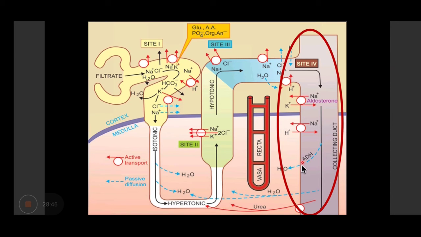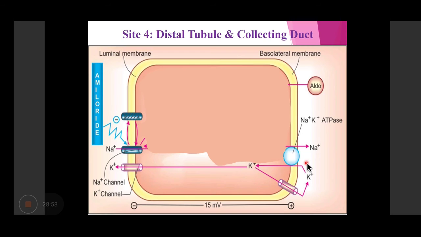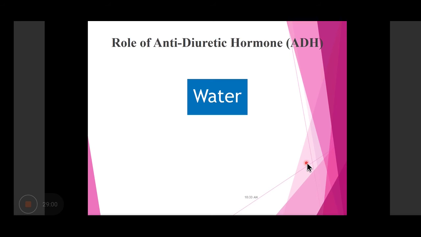So in the collecting duct, ADH inserts aquaporin 2 channels, which helps in the effective reabsorption of water in times of water deprivation. Okay. So that is how ADH is controlling the urine formation again.